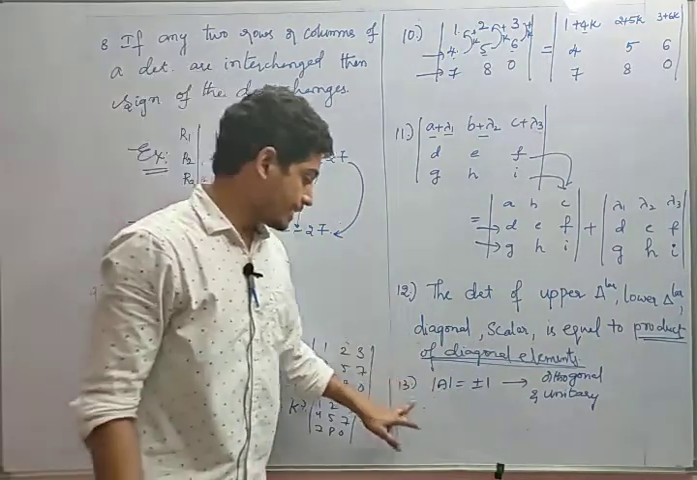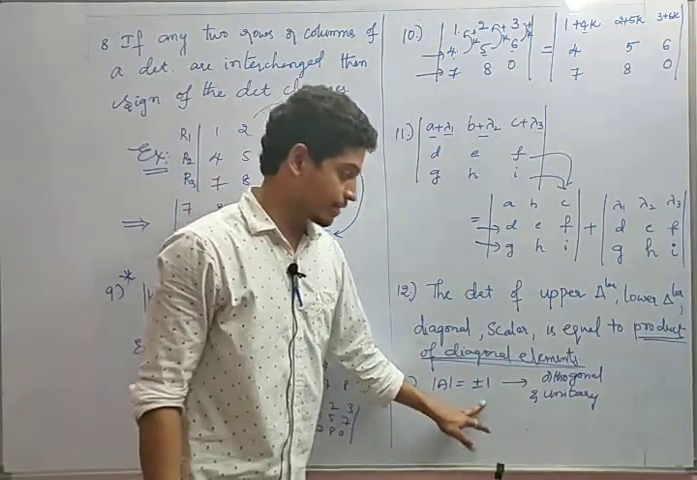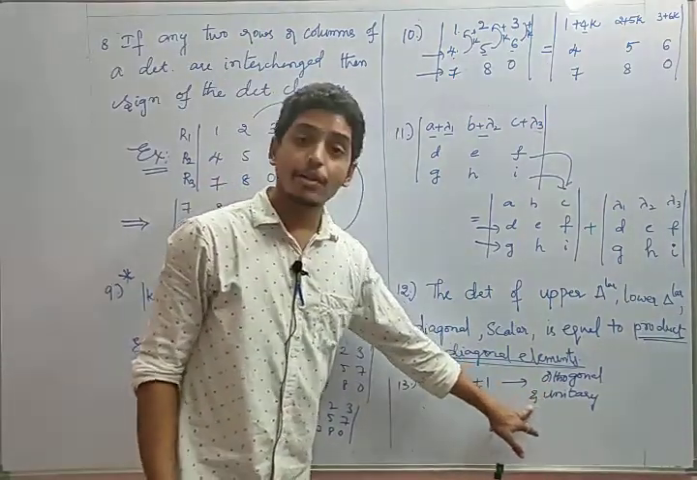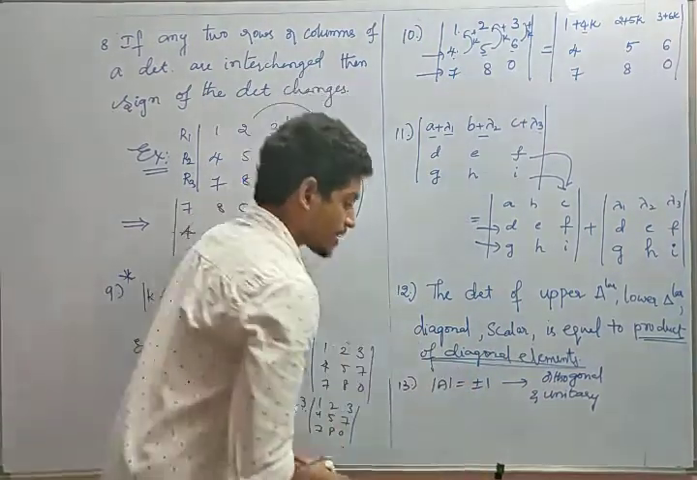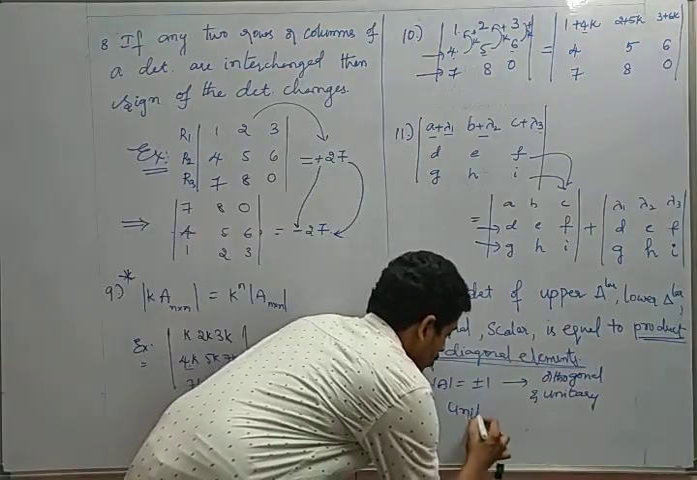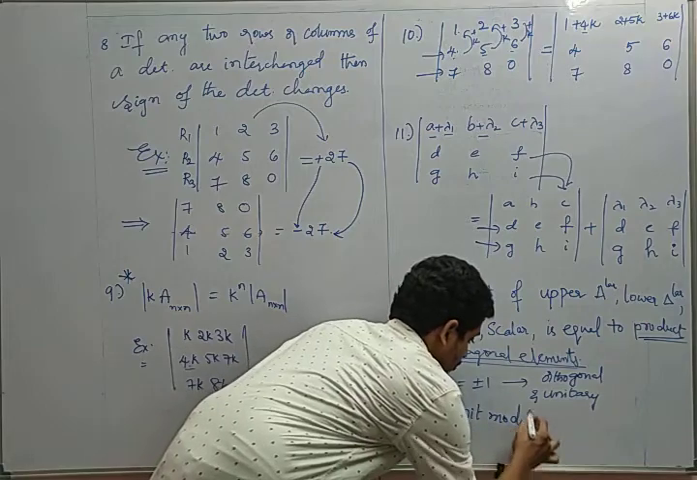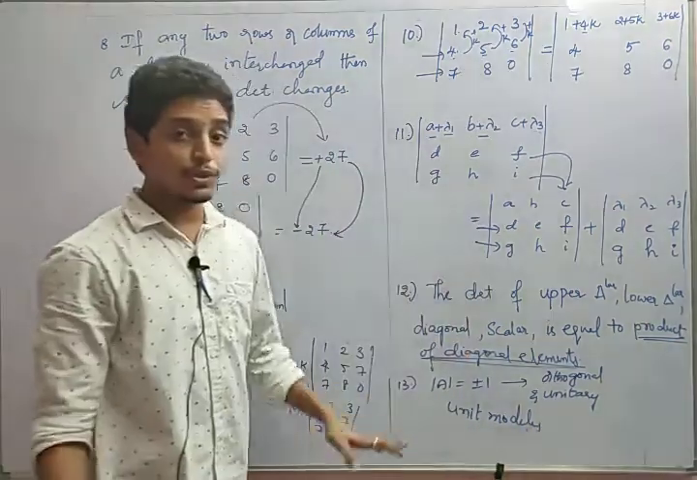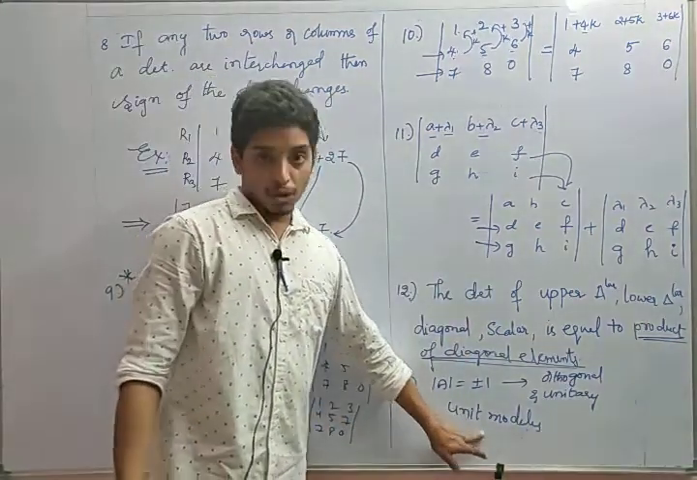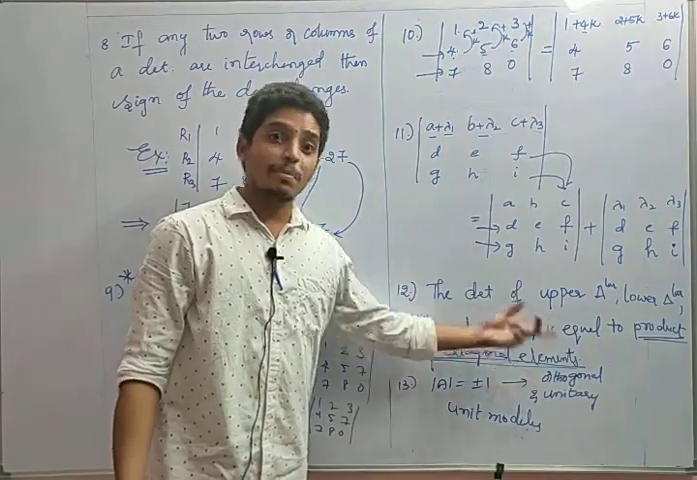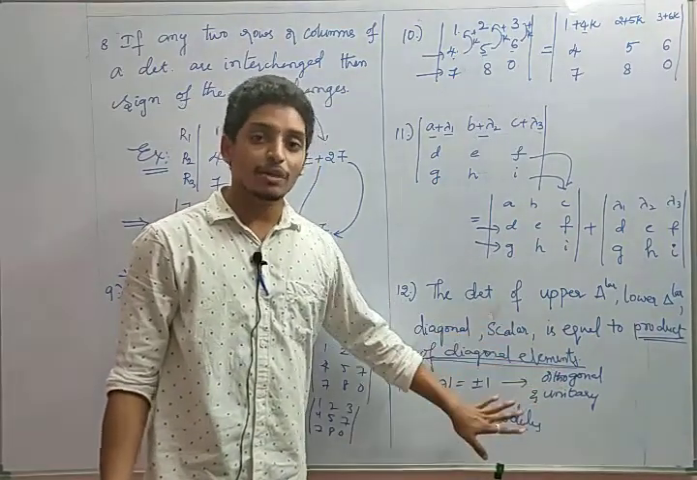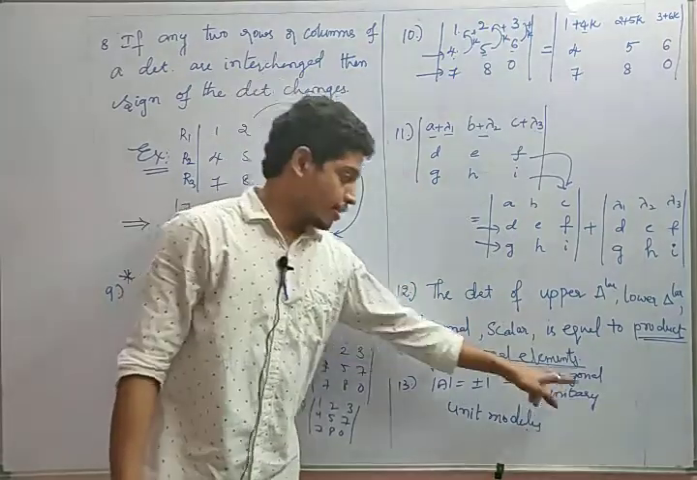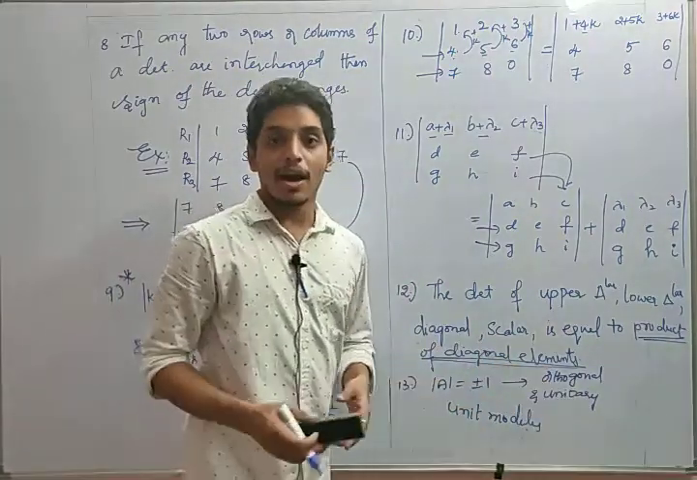Now determinant will be plus or minus 1 for orthogonal matrix and for unitary matrix as well. What is plus or minus 1? It is called unit modulus. Don't get confused when this particular word is used. Unit modulus is nothing but either plus 1 or minus 1. The determinant value will be either plus 1 or minus 1 for orthogonal matrix and unitary matrix.